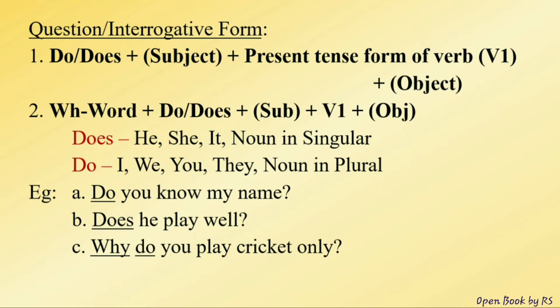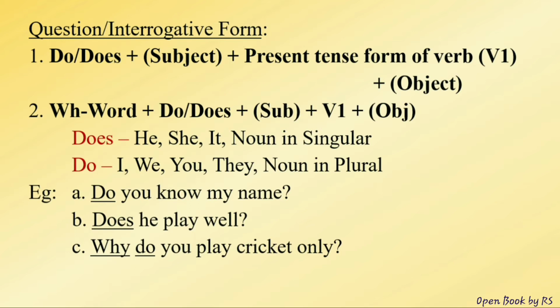And where should we use do or does? So there is the difference. Does is used with he, she, it or a noun in singular, that is Raju, Gopal, Lakshmi, like that. Do is used with subjects like I, we, you, they, or a noun in plural. Noun in plural, that is children, people, boys, girls, something like that.